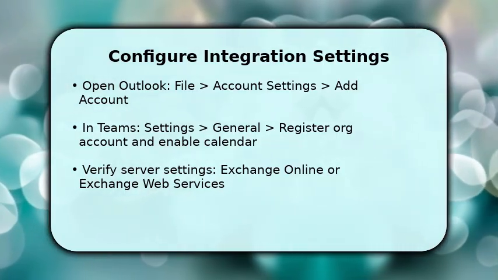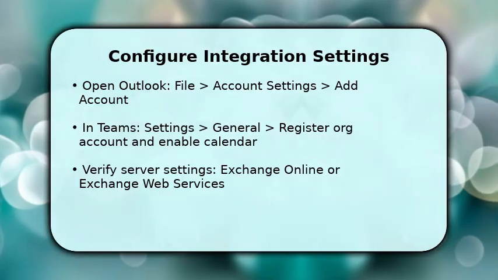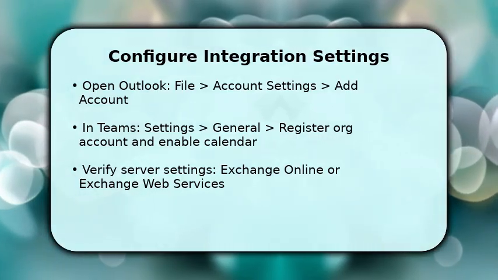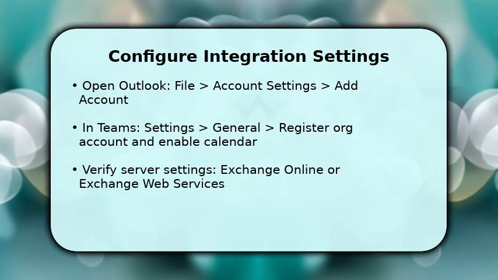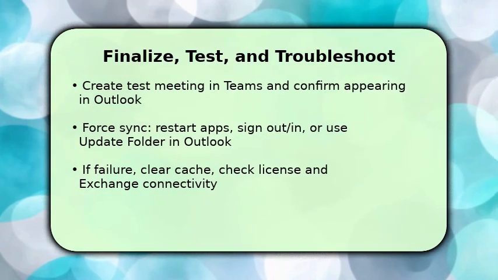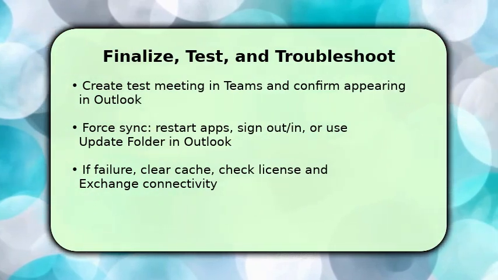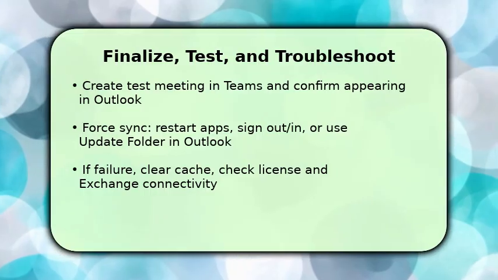Make sure Exchange Online or EWS server settings match in both apps. Mismatches block syncing. When those detailed settings align, you create a test Teams meeting with yourself and a colleague to verify entries appear in Outlook. This proves sync is working.